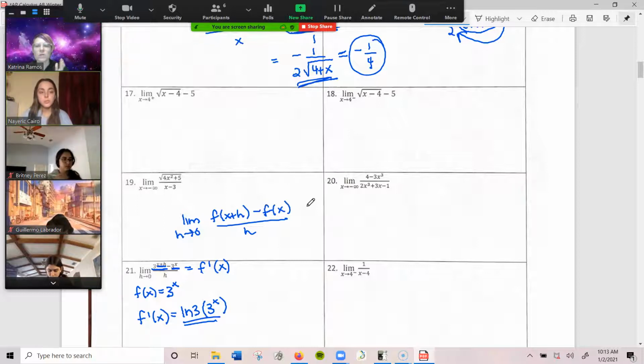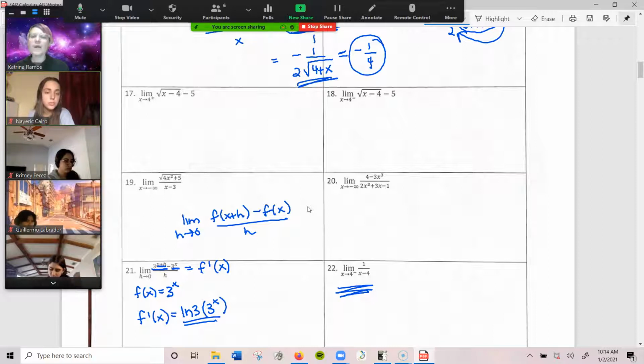Let me think about this a second. Hold on. So if you are going from 4, like for number 17, the limit as x is approaching 4 from the right, you can plug in a number that is slightly to the right of 4, right? So let's say 4.1. The reason I said you have to know the graph is because typically if it's a one-sided limit, if it's a rational function like number 22, we know that this is going to be either negative or positive infinity because of asymptotes and stuff like that, right? But this is not a rational function. This is a radical function.